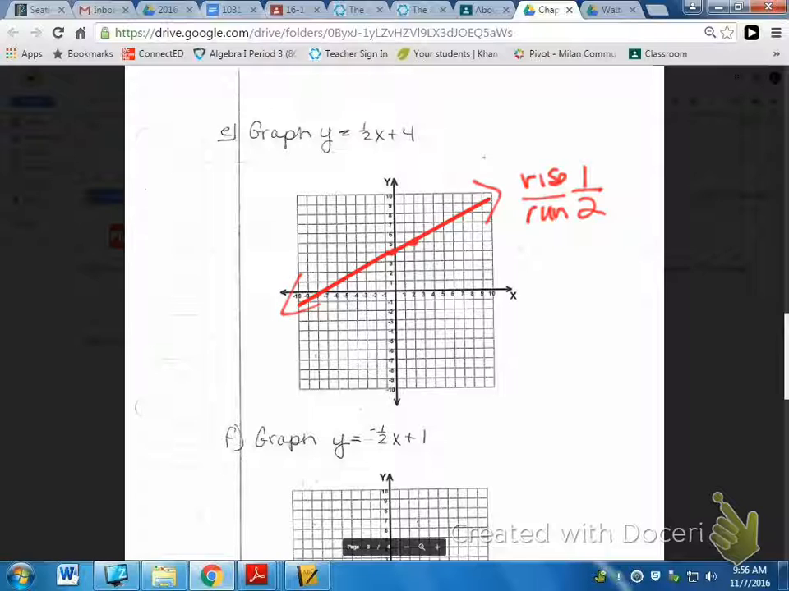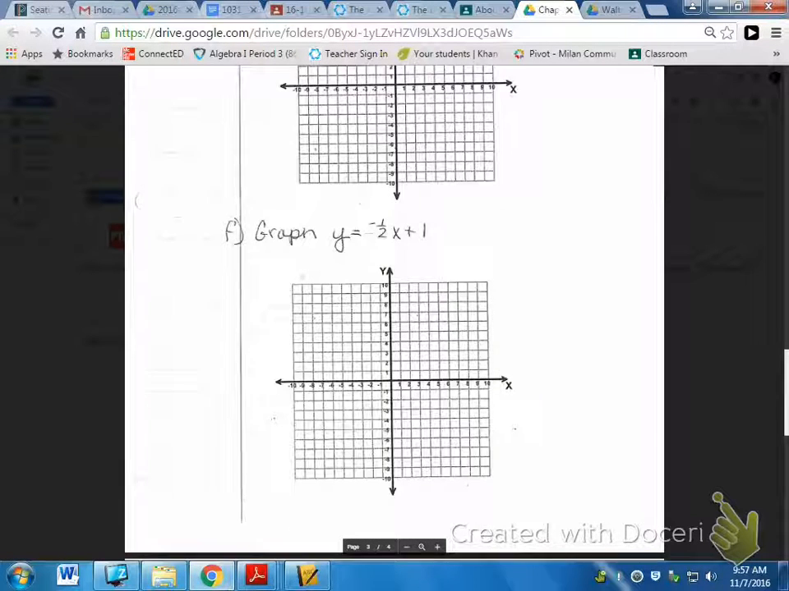You can always do rise 1, run 2 till you're out of the graph and then use a straight edge, or even without one. By doing so many points like that, it makes your line just a little bit straighter. So you can continue with your rise over run more than just 2 points if you want to. That'd be probably better. Okay, questions about that?